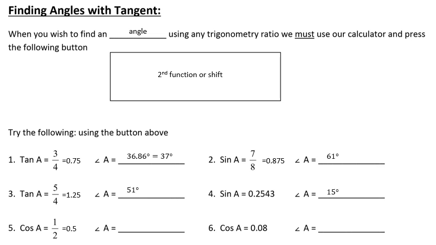Cos of 1/2. So 1/2 is the same as 0.5. And we use our shift or second button, and angle A is 60 degrees. And cos of 0.08. Again, that's already in decimal. We don't have to convert it. We use that second or shift button, and we get that angle A is 85 degrees.